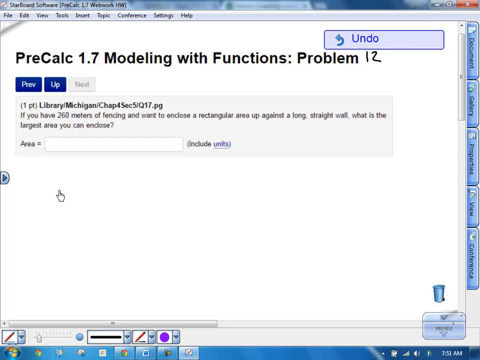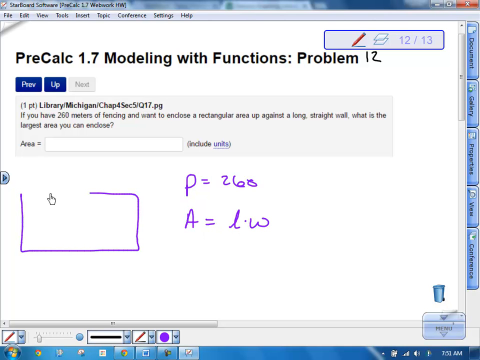Okay, then the last problem says you have 260 meters of fencing. That's a perimeter. And you want to enclose a rectangular area up against a long straight wall. What's the largest area you can enclose? So we're looking at area, which is length times width. We want to maximize that. So draw a rectangle. I'll call this length. I call this width. The perimeter I'll write in terms of length and width now. I'll write that as 2L plus 2W.